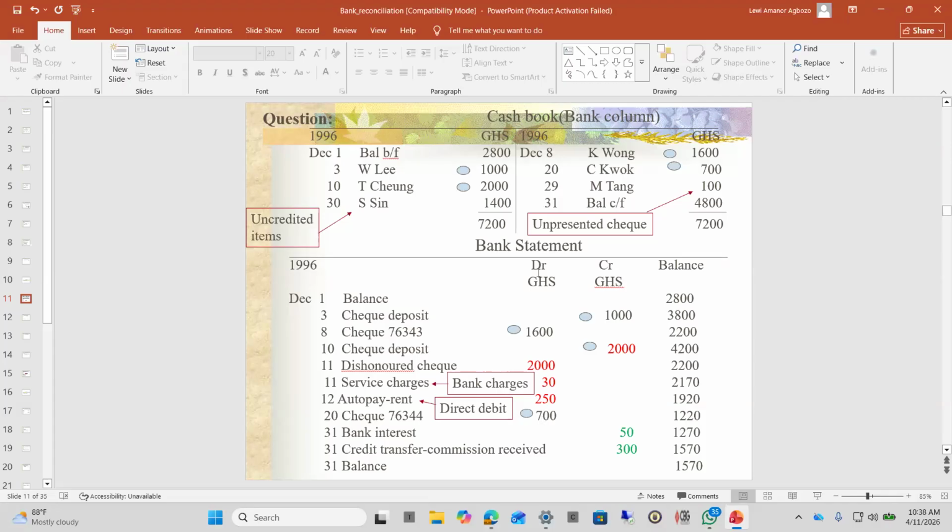Again, we came to our bank statement on the 31st, and then we saw that the bank gave us an interest of 50 cedis, but we were not aware, so we did not debit it to our cash book. What should we do? When we say interest received, do you understand? What does it mean? When you see bank interest on the credit side of your bank statement, what does it mean?